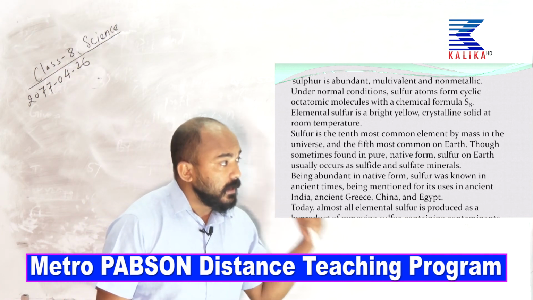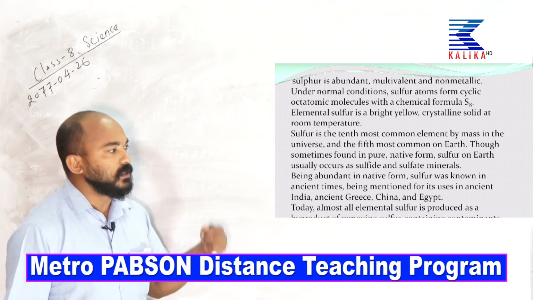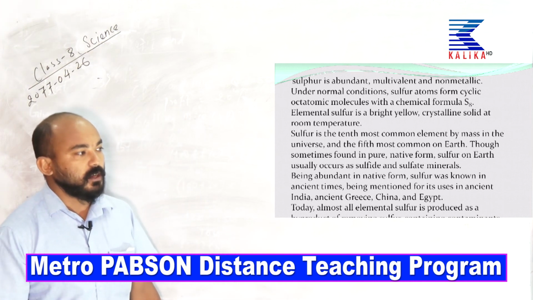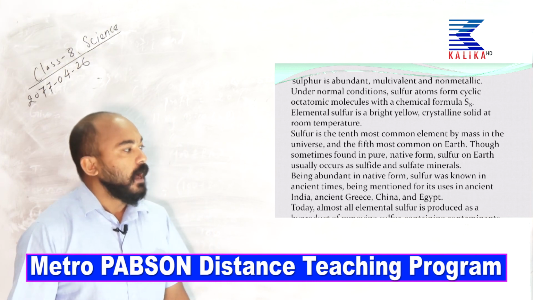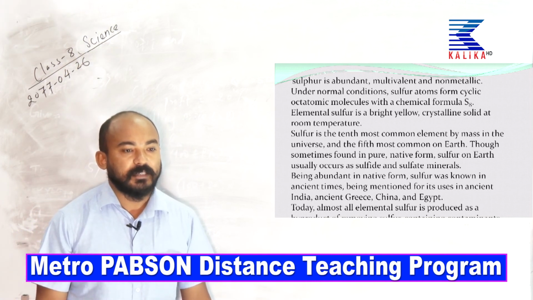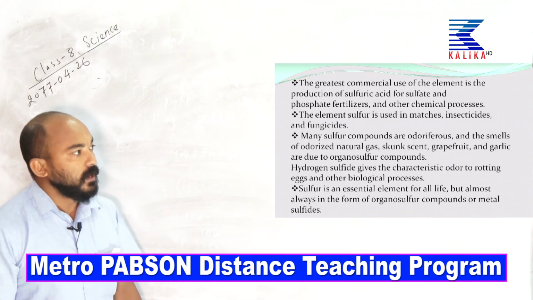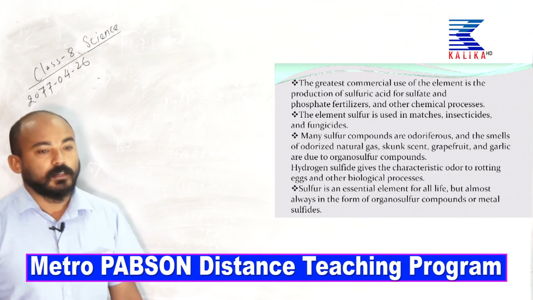It has been used from ancient times, in Greece, India, China and Egypt. Today almost all elemental sulfur is produced as a byproduct of removing sulfur-containing contaminants from natural gas, petroleum, etc. The greatest commercial use of the element is the production of sulfuric acid. Sulfuric acid is used to make sulfate and phosphate fertilizers, that means the inorganic fertilizer which we use in our farms is produced from sulfur and other chemical processes.